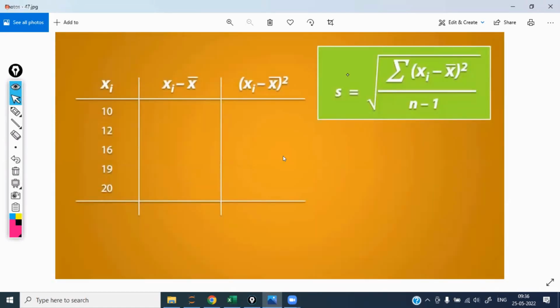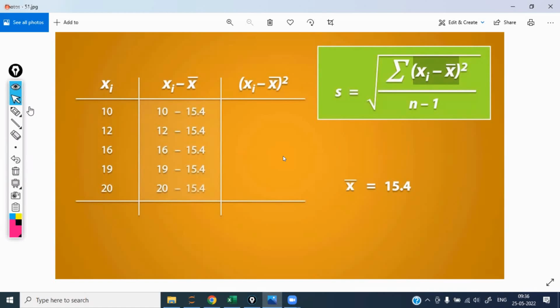So here I'm having 5 values. Now I'm going to work on the sample. First I'm going to calculate the average value. X bar is sigma of Xi divided by N: 10 plus 12 plus 16 plus 19 plus 20, divided by 5. I'm going to calculate 15.4. Now 10 minus 15.4, 12 minus 15.4, 16 minus 15.4, 19 minus 15.4, and 20 minus 15.4.